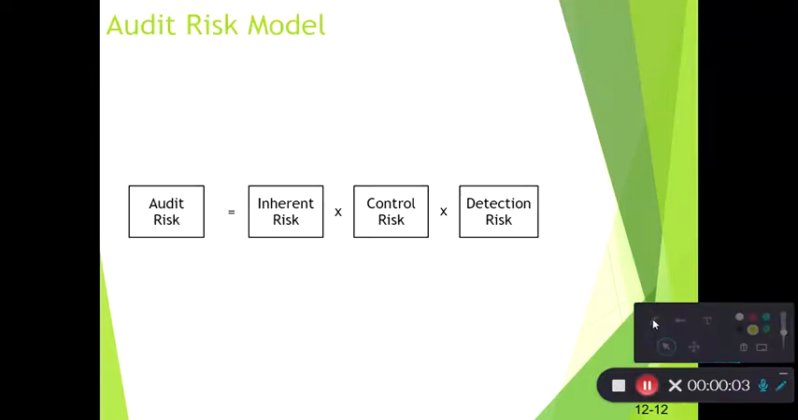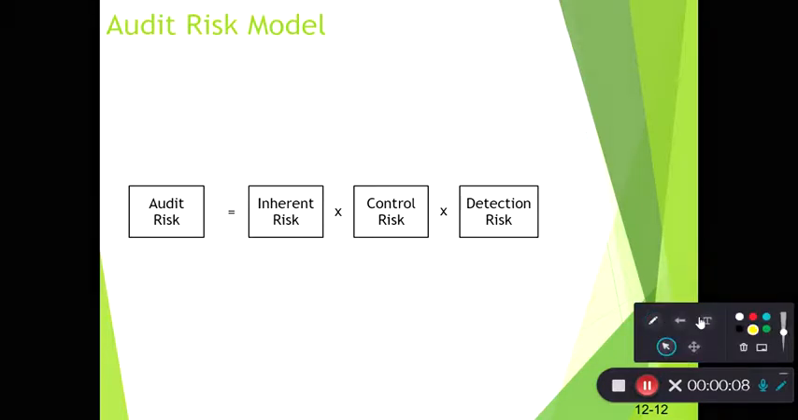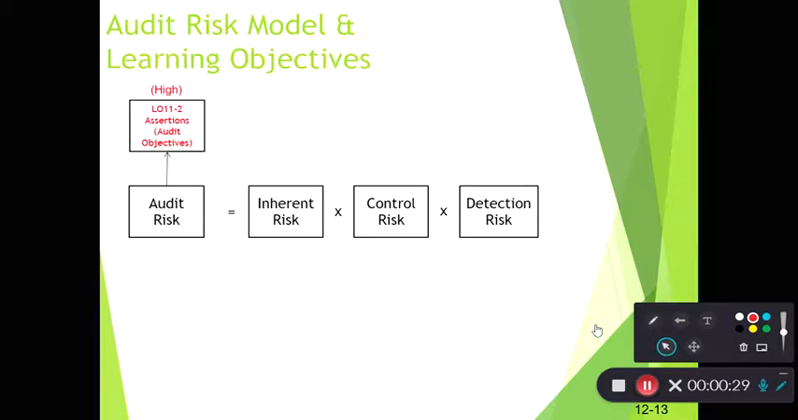Okay, so picking back up from where we left off, I think it's helpful to think about these topics and use the audit risk model as the framework. The audit risk is a function of inherent risk, control risk, and detection risk. I'm pairing learning objective 2 with audit risk because we need to think about the assertions and make sure that we can cover those.